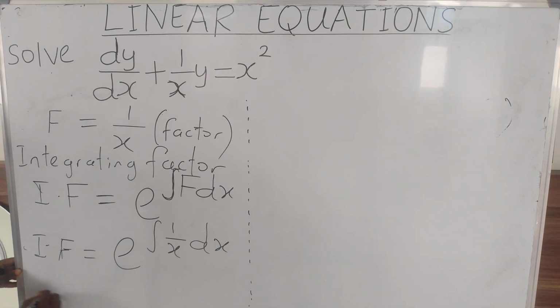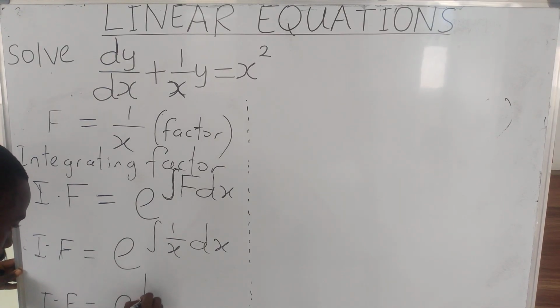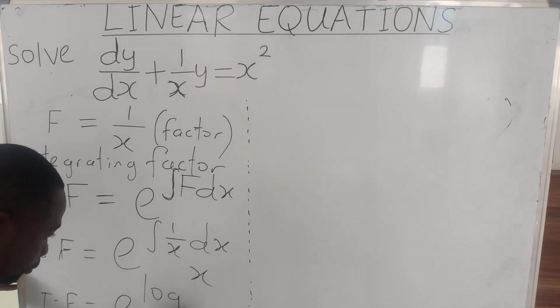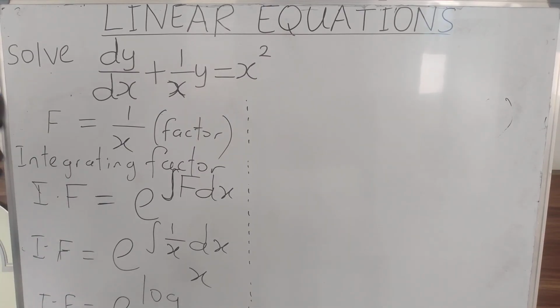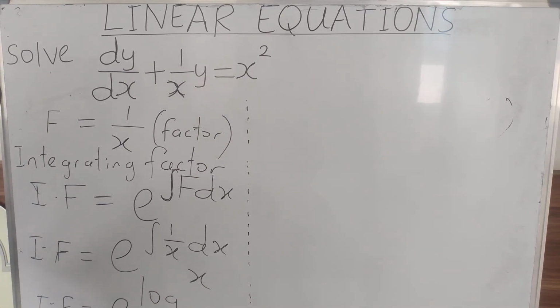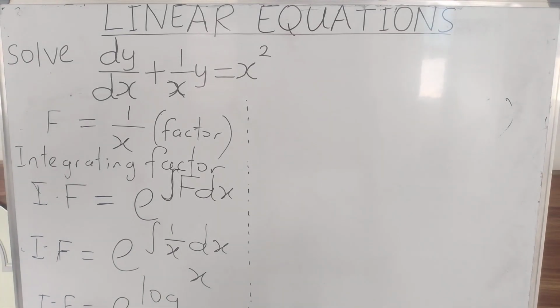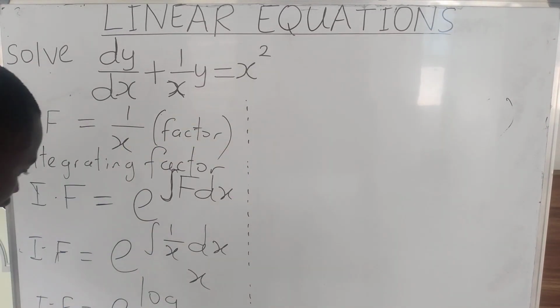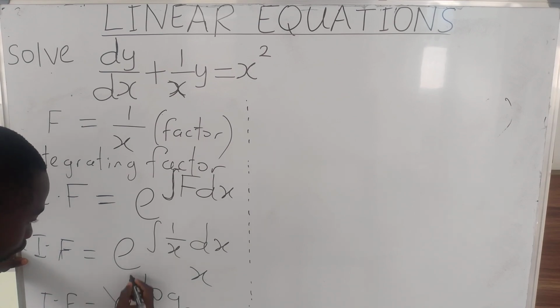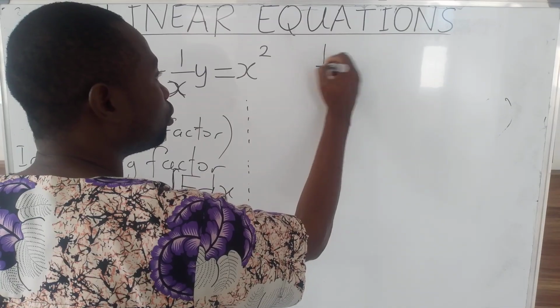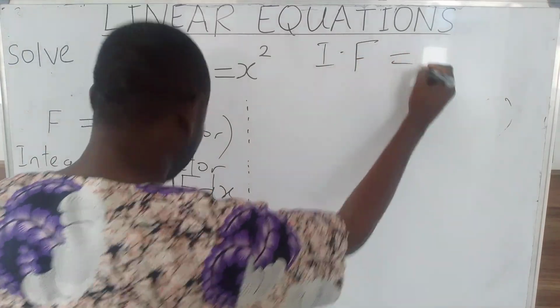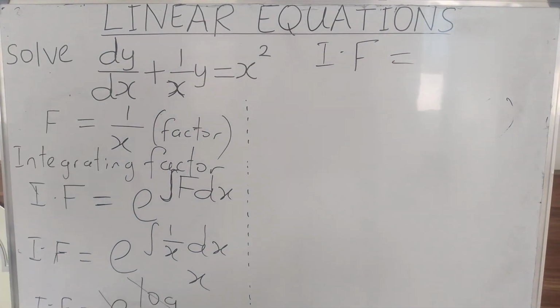So my integrating factor here is going to give me e raised to the power log x to base e. Anytime you integrate 1 over x, you have log to base e. Now, I know in mathematics, when you do e raised to the power log, the exponent will cancel the log to base e. So you have your integrating factor to be x.